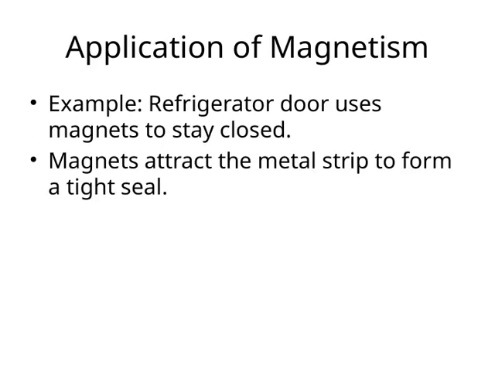Let's talk about some real-world applications of magnetism. One simple but important example is a refrigerator door. You'll notice it uses magnets to stay closed securely. Essentially, the magnets attract a metal strip on the door, creating a strong, tight seal. This is a practical use of magnetic attraction that helps keep our food fresh.